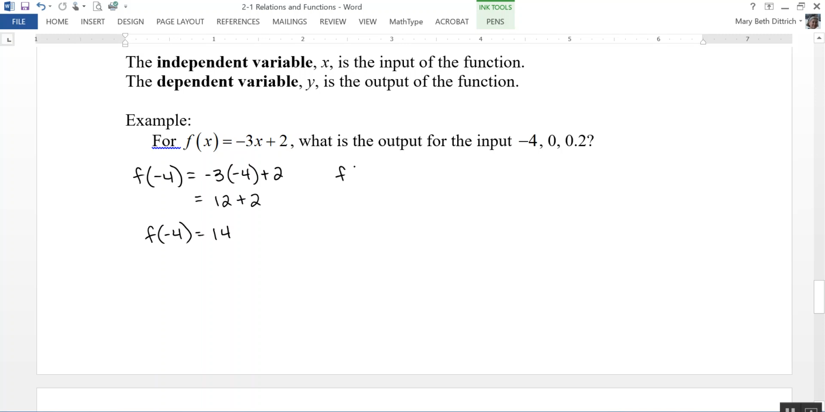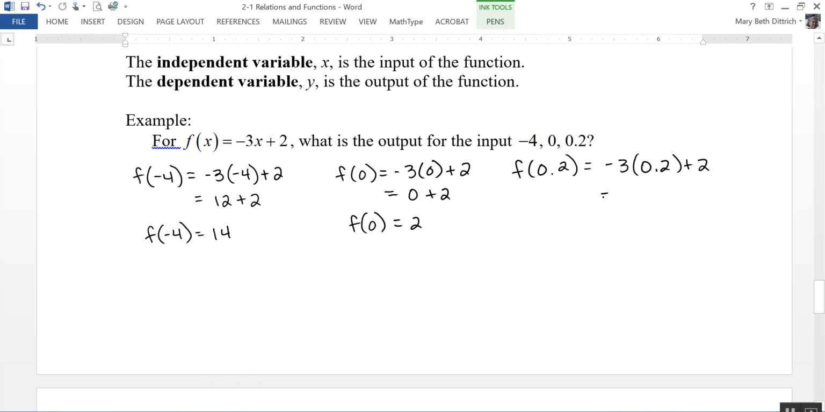Let's do this for 0. So f of 0 is going to be negative 3 times 0 plus 2, or 0 plus 2, or f of 0 is equal to 2. And f of my last value here, 0.2, is going to be negative 3 times 0.2 plus 2, or negative 0.6 plus 2, or f of 0.2 is equal to 1.4.